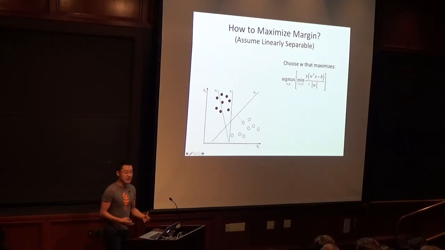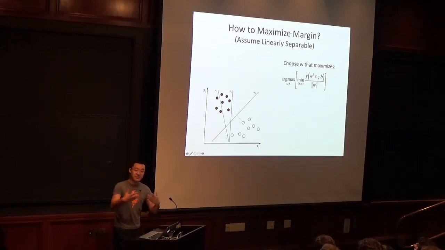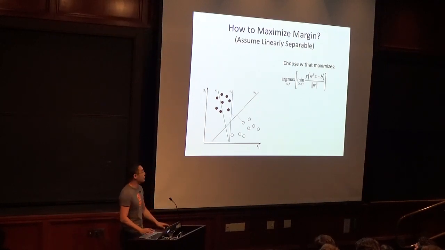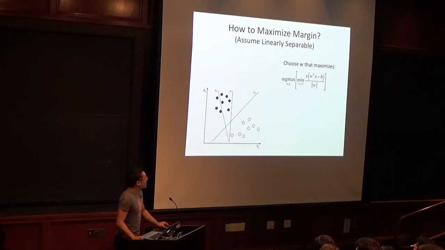And remember that since we're looking at signed distance, if this is a negative example, we care about the one that has the smallest negative signed distance. If it's a positive example, we care about the one that has the smallest positive signed distance. So that's why we multiply by y, so that everything is positive. I should also mention this is only looking at hyperplanes that separate the data, so hyperplanes that achieve 100% training accuracy, because right now we're assuming that the data is linearly separable.